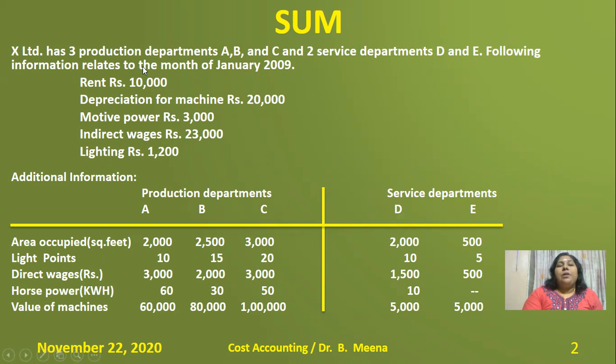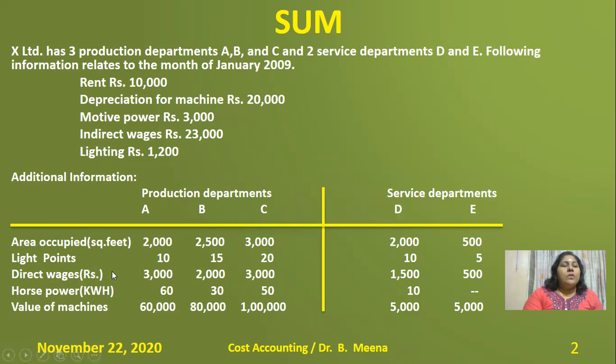X Limited has three production departments, A, B, C, and two service departments, D and E. So we will come to a conclusion. A, B, C are production, D and E are service departments. The expenses were rent, depreciation, motive power, indirect wages, lightings were given. These are all the expenses to be apportioned between production departments A, B, C, and service departments D and E. Simultaneously, we need to check the problem.